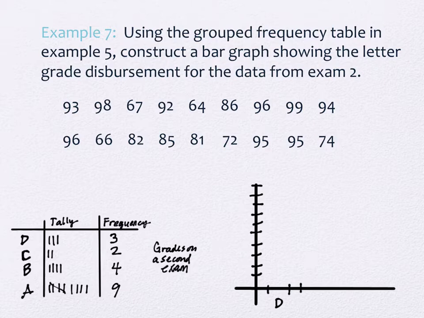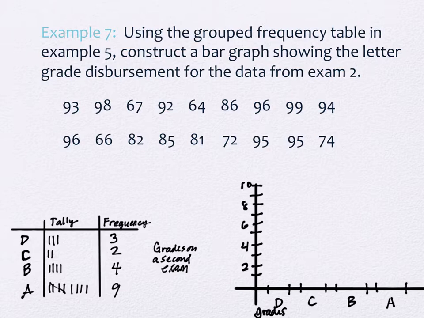And then I've got a category, same width, for the C's. And then I've got the category for the bar that's the same width or thereabouts for the B's. And then I have a category for the A's. I still need to label everything like before. This is grades. I'll label every second unit, so 2, 4, 6, 8, and 10, and this is my frequency.